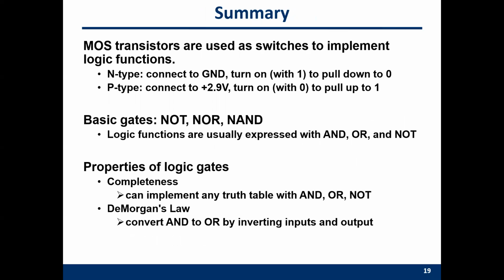We explained the two types of CMOS and then tried to build 5 types of binary 2-input logic gates. And then we described that all functions can be implemented with only 3 types of gates. And the De Morgan law. The last one is the De Morgan law, how to convert AND to OR by inverting inputs and output.